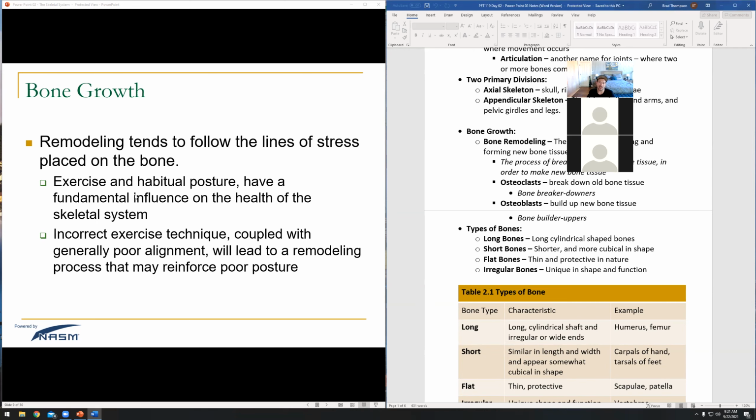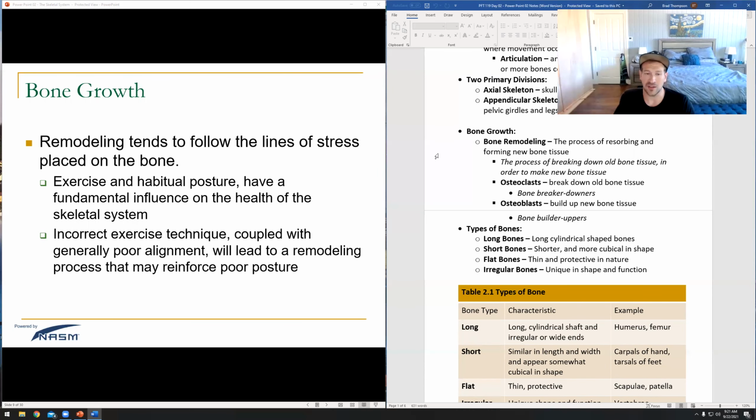So if we understand that our bones remodel themselves along the lines of stress, this is one of the reasons why good posture is so important. Exercise and habitual good posture, constantly sitting the way we're supposed to and resting our bones the way we're supposed to, will create a healthy skeletal system, versus incorrect exercise coupled with generally poor alignment, which often leads to a remodeling that reinforces that bad posture.